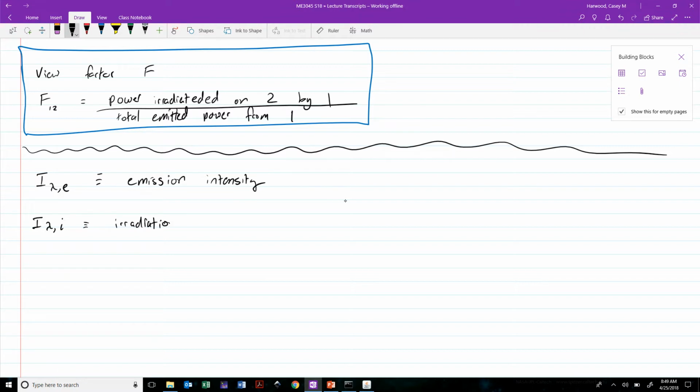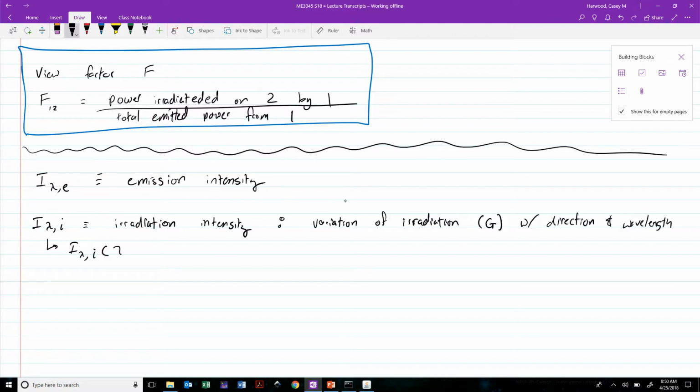So this is the irradiation intensity, the variation of irradiation, or G, with direction and wavelength. And so this would be written as a function, I lambda,I of lambda and then our two spherical angles that tell us what direction we're looking at.